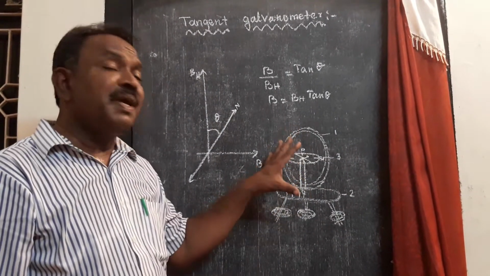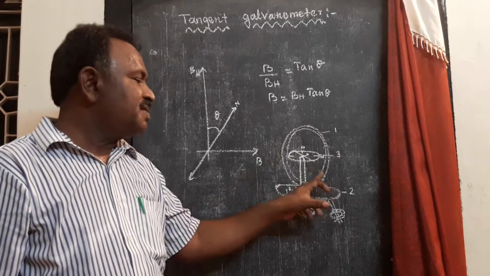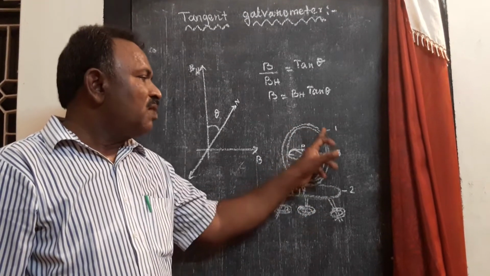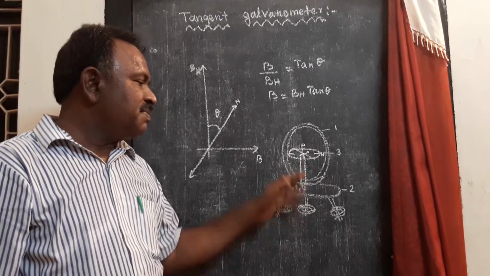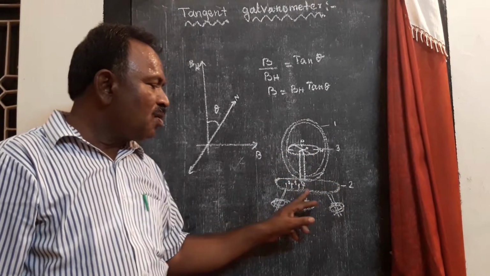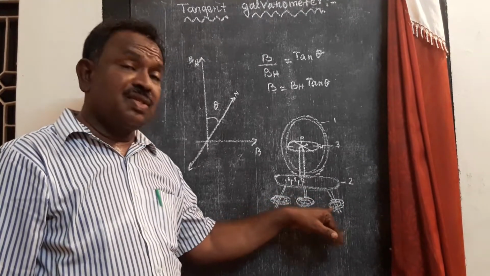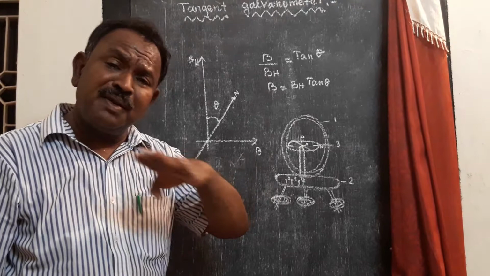So these are the 3 main parts. The coil has 3 sections: 2-turn, 5-turn, and 50-turn. It is wound over a non-magnetic material. It is kept vertical on a rotating round table provided with 3 leveling screws. The leveling screws are adjusted to make the round table horizontal.